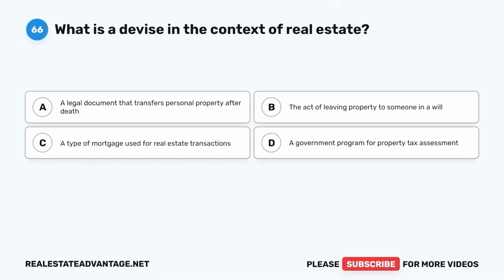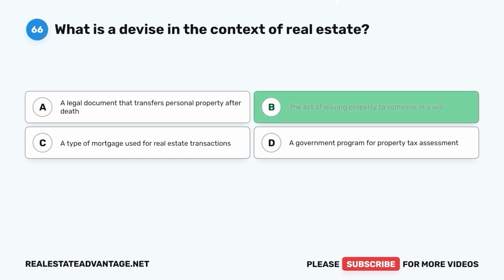Question 66. What is a devise in the context of real estate? A. A legal document that transfers personal property after death. B. The act of leaving property to someone in a will. C. A type of mortgage used for real estate transactions. D. A government program for property tax assessment. The correct answer is B. The act of leaving property to someone in a will.